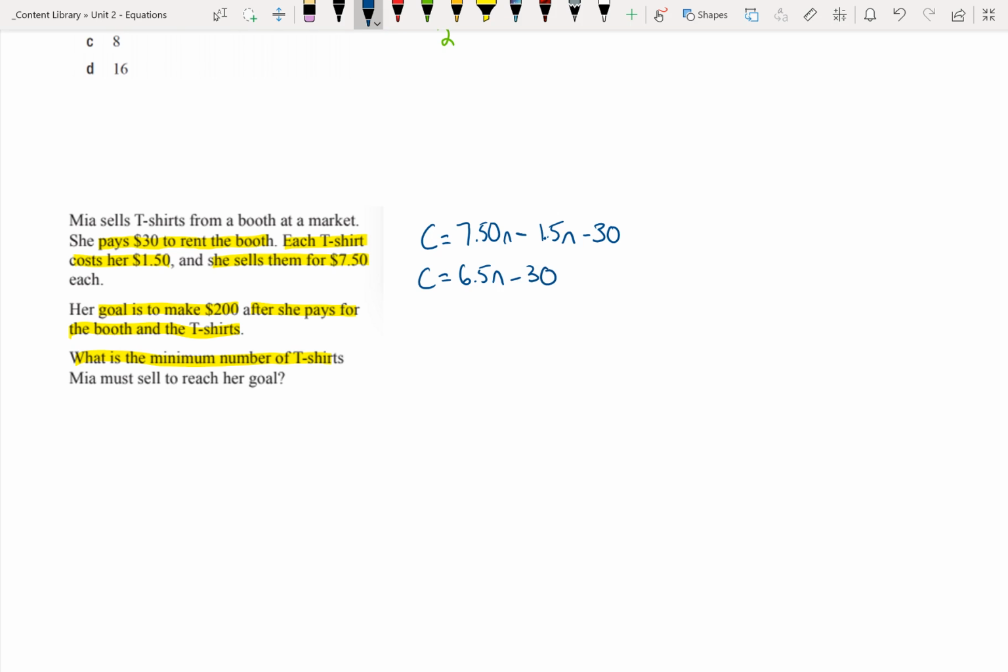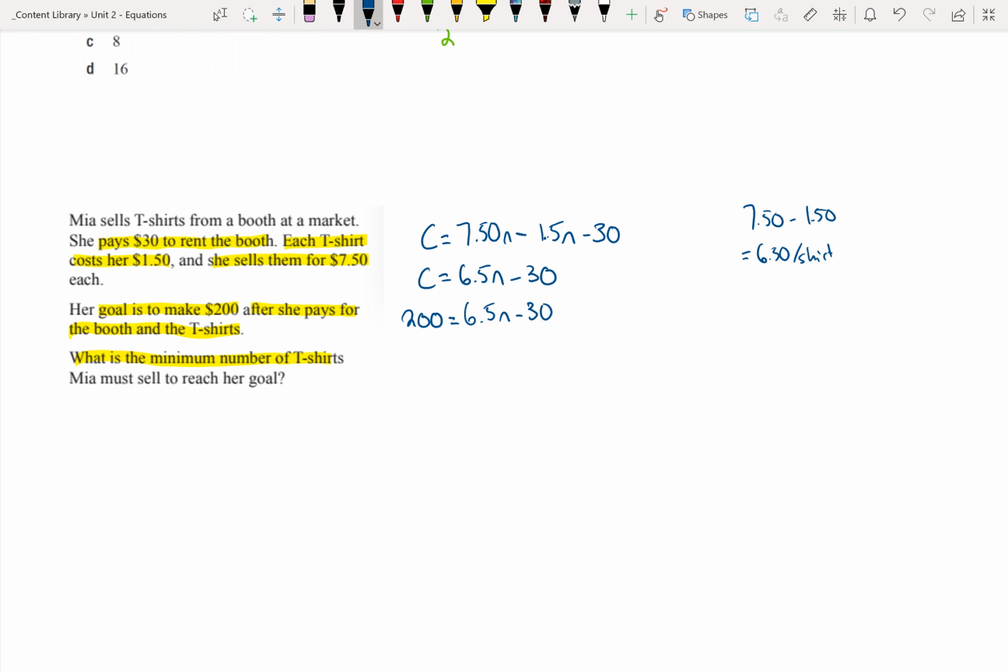Other ways you could have done it, you could have realized that it's 7.50 minus 1.50 equals $6.50 per shirt. Now what we want to know is how many t-shirts she needs to sell to make 200. So we want her C to equal 200. So in order for her income to be 200, we need to replace C with 200. So 200 equals 6.5n minus 30.